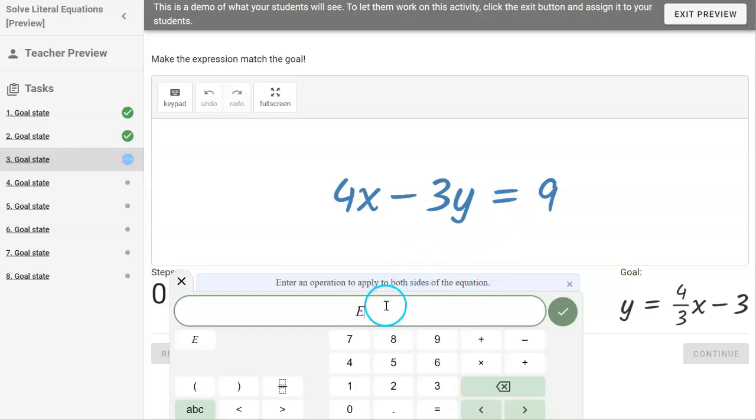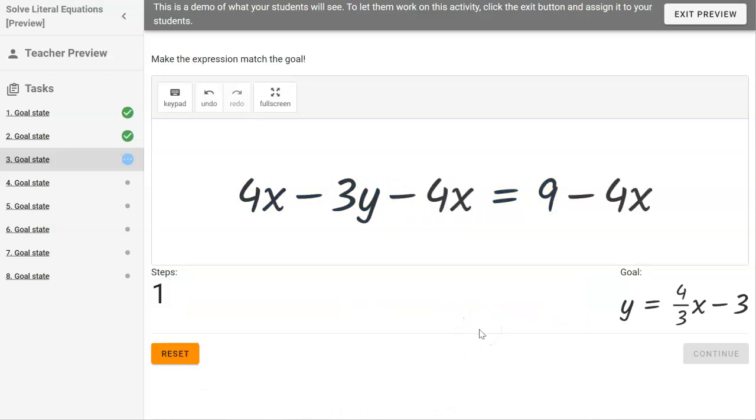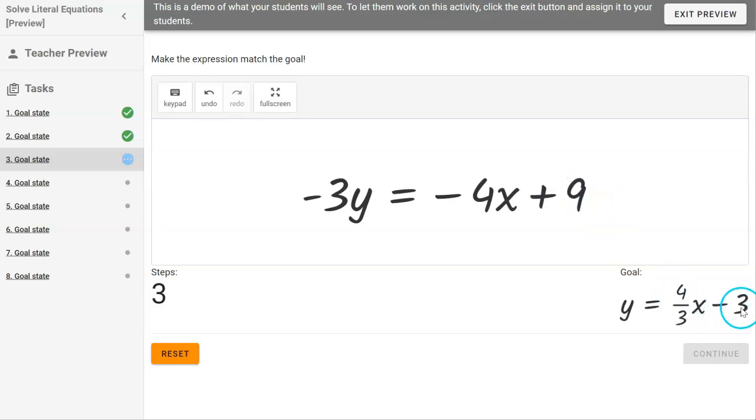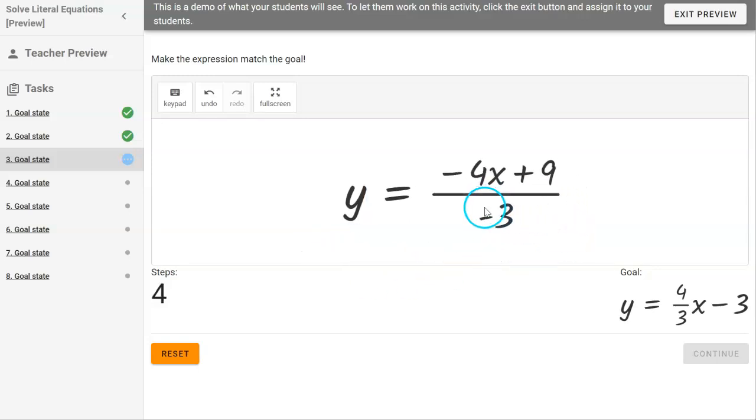If you click and hold the equal sign, an E will pop up, and that just means equation. And what you're doing is you're telling it to do something to both sides of the equation. So in this case, I would subtract 4x. So when you click, it's going to subtract 4x from both sides of the equation. Now I can combine like terms by clicking and dragging things around. Now notice my 9 is not really where I want it to be. I really want that to be on the right, because that y-intercept is going to be over there. And then I'm going to divide both sides by the -3.